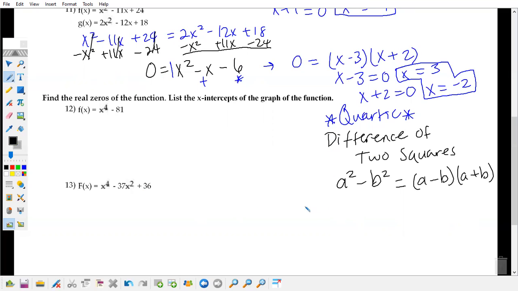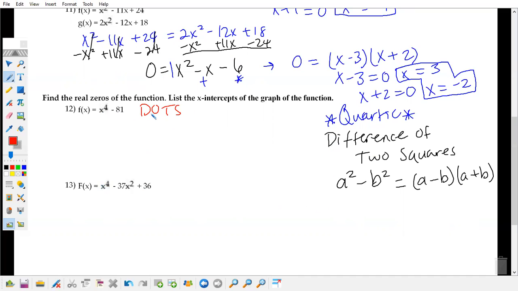So that's going to be something that we all need to recall. If you look right here, we have x to the 4th minus 81. Well, 4 is an even power and 81 is a perfect square. Does that make sense? So this is a difference of two squares.